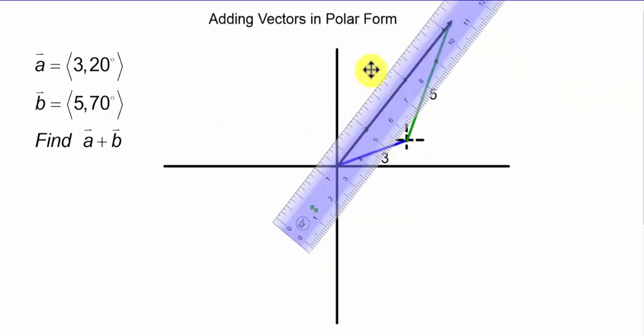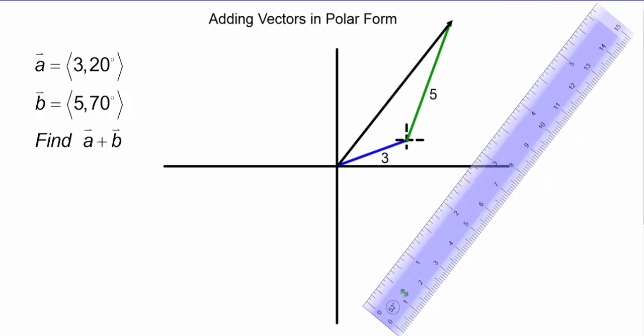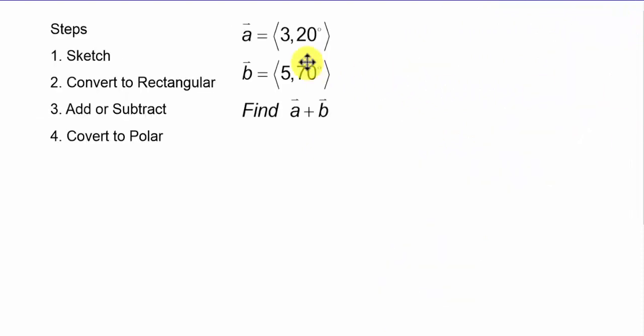And when I just measure the length of this, or the total radius, since I've done it to scale, I should get 8, and I don't. So how does this work then? Basically, we're going to take these polar forms, convert them to rectangular, add and subtract just like we did with rectangular vectors, and then convert back to polar. So let's go ahead and do that.